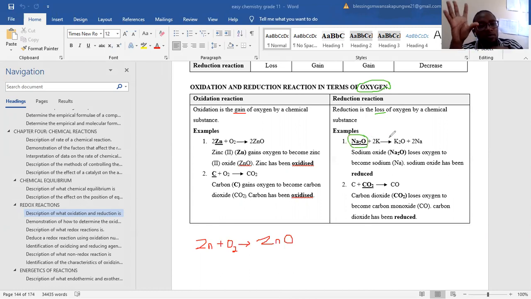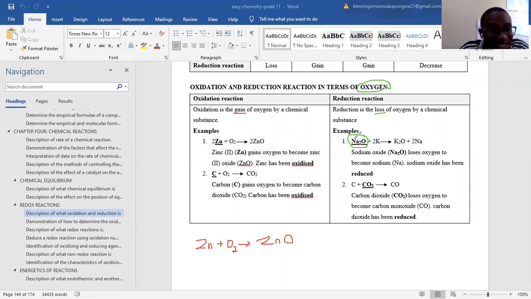A more reactive metal, which happens to be potassium, is replacing sodium. Is this a possible reaction? Which one is more reactive between sodium and potassium? You go to the reactivity series of metals. Let's take it that potassium is more reactive. So potassium is substituting sodium. Sodium is being replaced by potassium, and then you have potassium oxide and sodium.